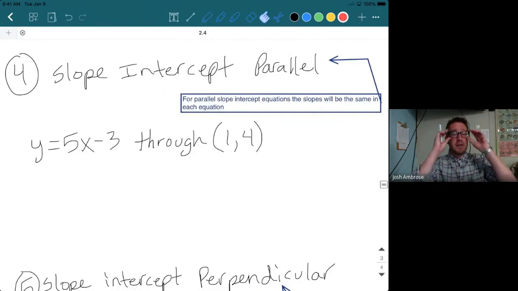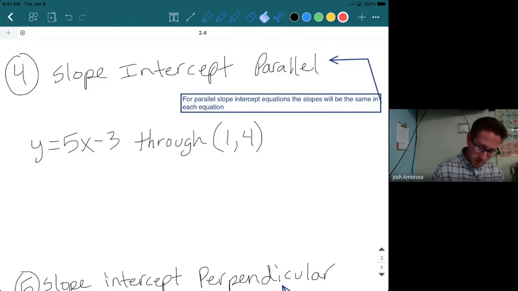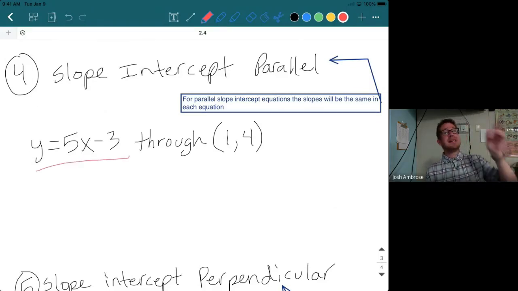So if they are asking you to have slope-intercept format, and you're going to have to create a brand new equation that is parallel to a given equation, and what do I mean by given? I mean this equation right here is given, but they want a second equation that will create a line that is parallel. Remember, parallel means that they're going to be never crossing. They essentially will be perfectly next to each other.